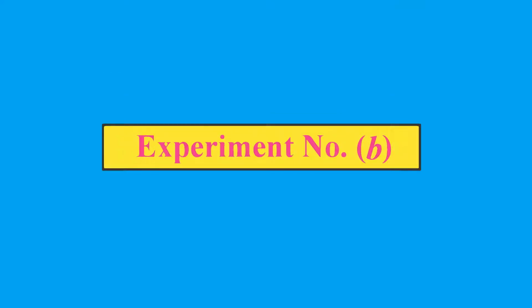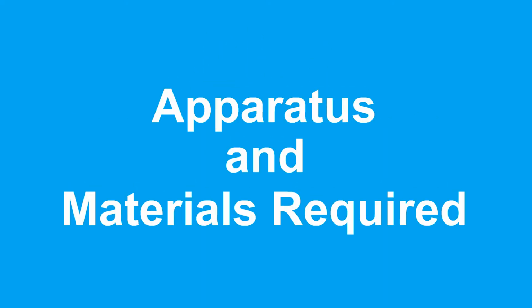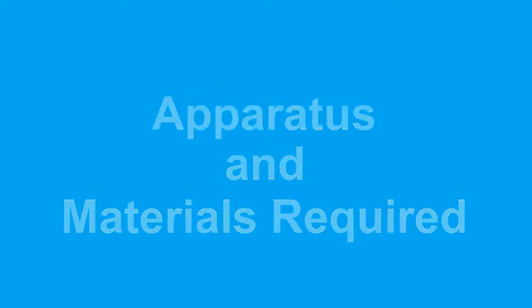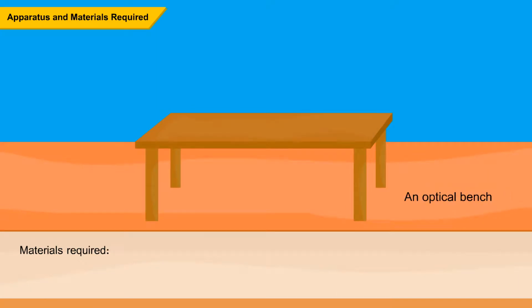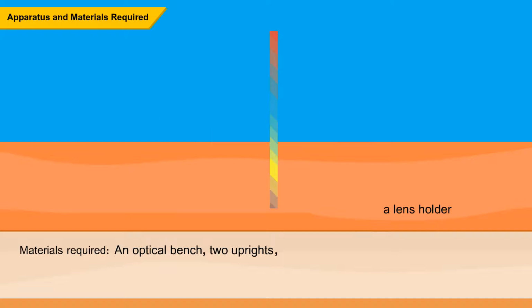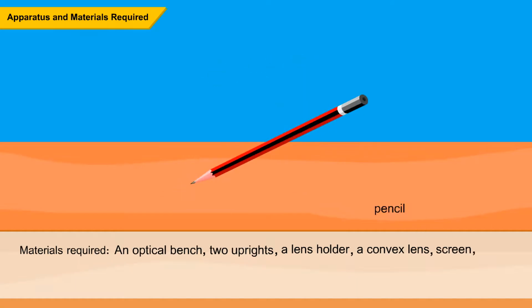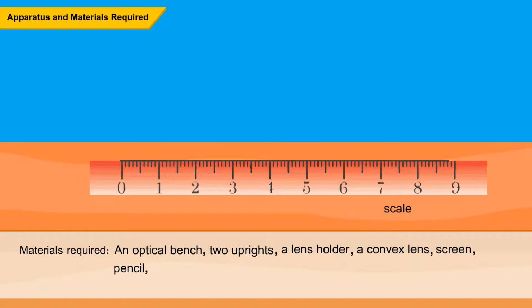Experiment B. Aim: to determine the focal length of a convex lens by obtaining the image of a distant object. Apparatus and materials required: an optical bench, 2 uprights, a lens holder, a convex lens, screen, pencil, and scale.